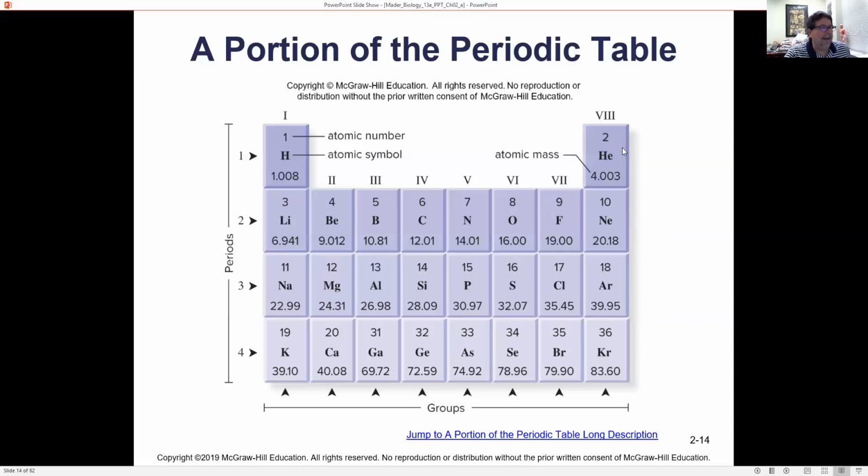Everybody on this line is inactive and will not bind to anything, including my favorite, krypton-36, kryptonite, that we all know makes Superman unable to have his superpowers, which we'll save for another lecture over in the Supernatural chapter and part 2 of Major Biology.